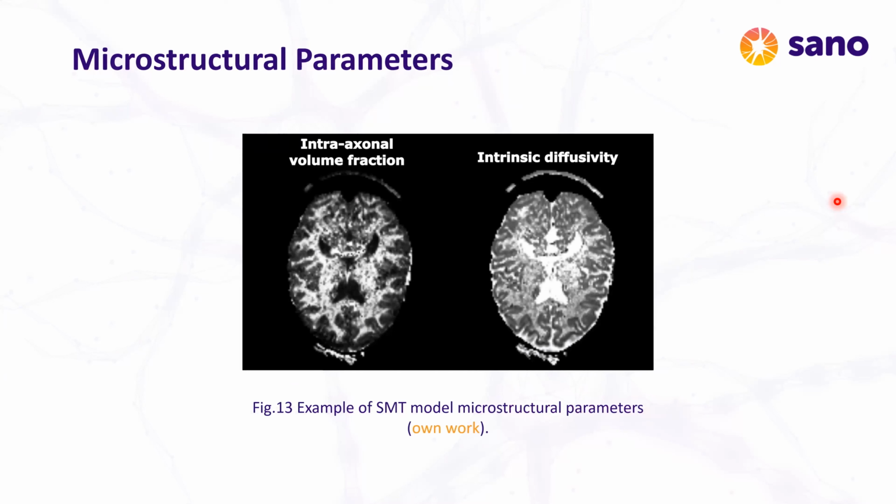And the most important microstructural parameters of the SMT model are intra-axonal volume fraction and intrinsic diffusivity, which determines the value of axial diffusivity in intra-axonal and extra-axonal spaces.